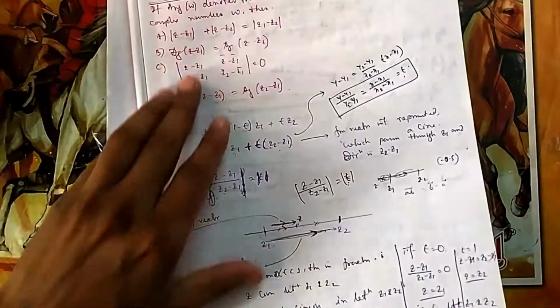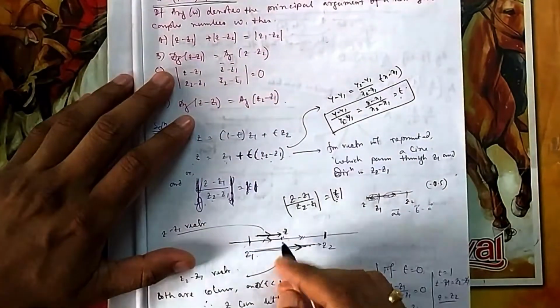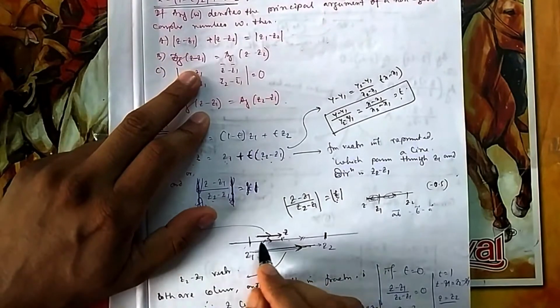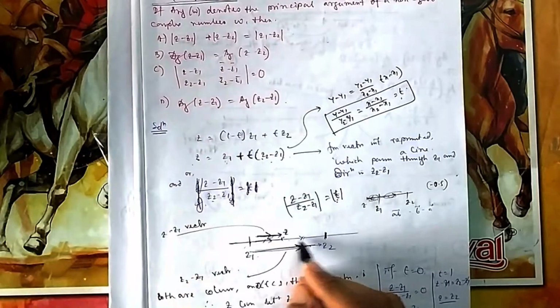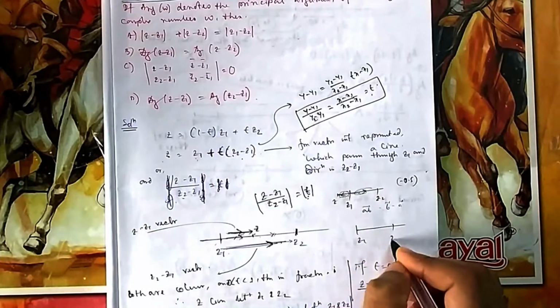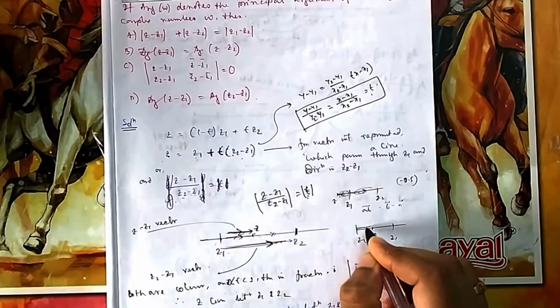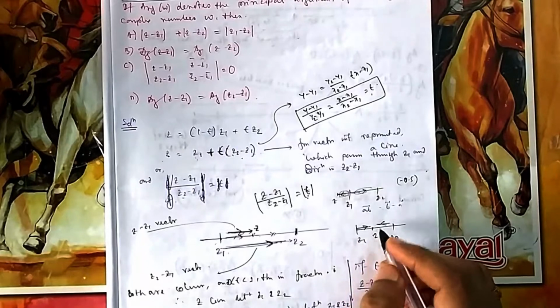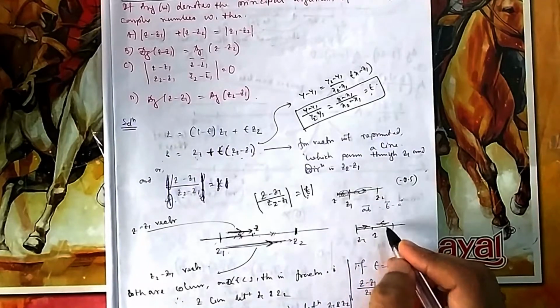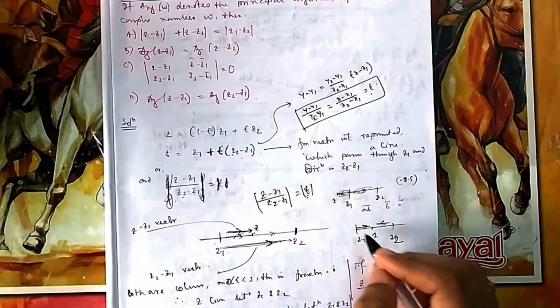Now come to this one, the argument of z minus z1 and z minus z2. You can see from here, z minus z1 is directed toward this. Z minus z2 will be in which direction? If I draw it here, z1, z2, and z is here. So this is z minus z1, this is z minus z2. These two are in different directions, so this argument will not be the same. There will be a 180 degree shift in the argument angle.